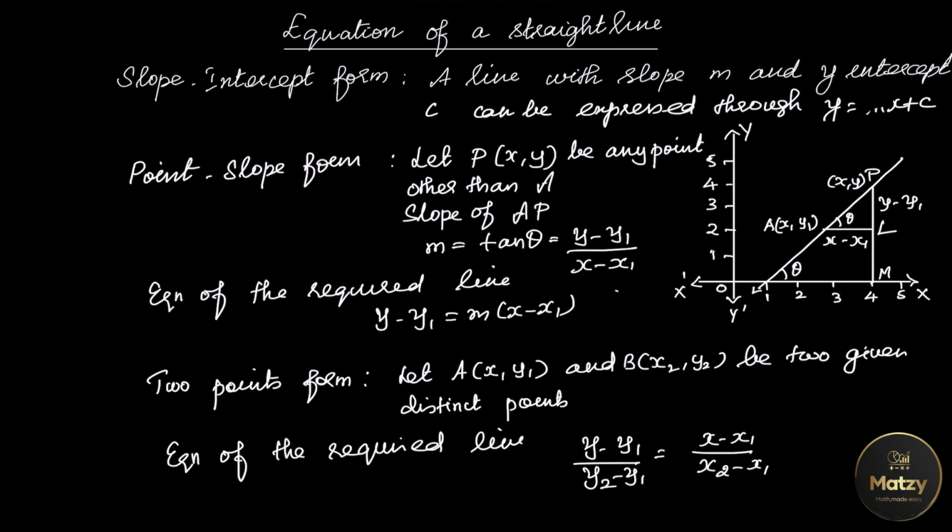If 2 points are given, then coordinates of A is x1 comma y1. Coordinates of B is x2 comma y2. The formula to find out the equation of a straight line is y minus y1 by y2 minus y1 is equal to x minus x1 by x2 minus x1. Only three formulae I have explained in this video.